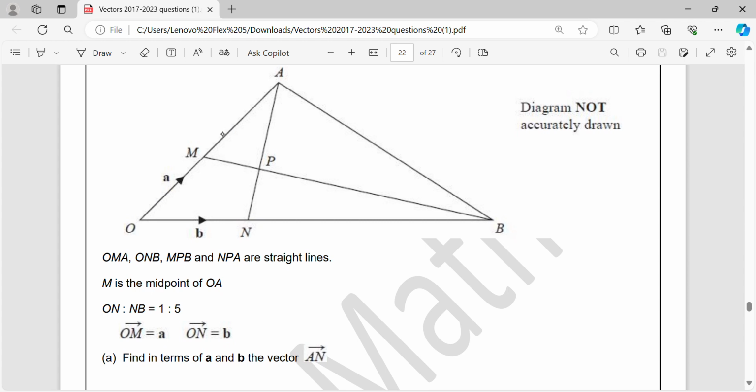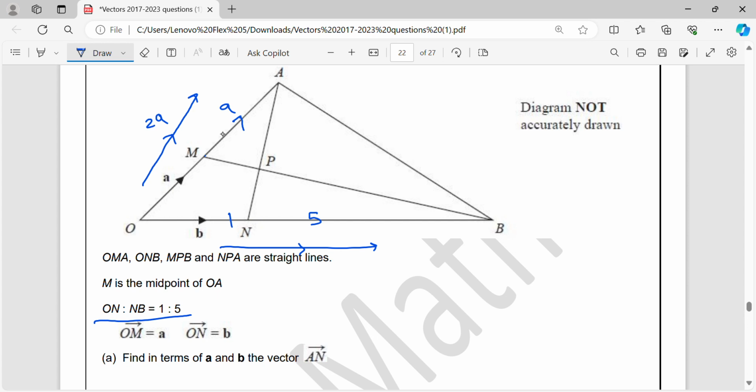So first of all, let's label it. ON to NB is 1:5, so this line is divided into 1:5. M is the midpoint, so OA is divided into half. If OM is A, then the position vector of MA is also A, so the total length of OA is 2A. Now let's look at the total length of OB. The ratio of this line is given here, 1:5.